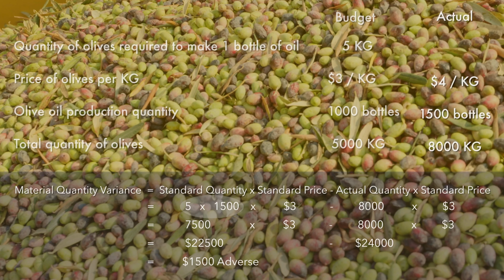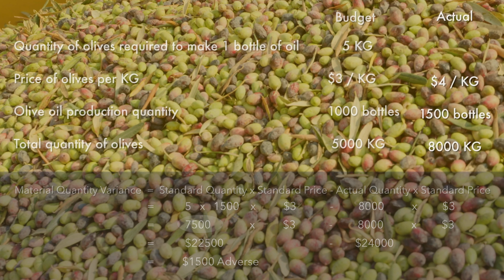So to calculate the standard quantity, we multiply 5 kilograms, which is the standard quantity of olives required to produce 1 bottle of olive oil, by 1,500, which is the actual production volume. This gives us a standard quantity of 7,500 kilograms. We multiply this by the standard price, which is $3, and subtract the resulting amount by the product of the actual quantity, which is 8,000, and the standard price. The resulting variance is $1,500 adverse. The variance is adverse because the company has consumed more resources to manufacture the olive oil than what was expected.